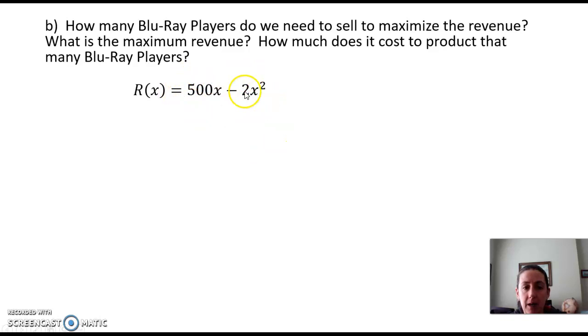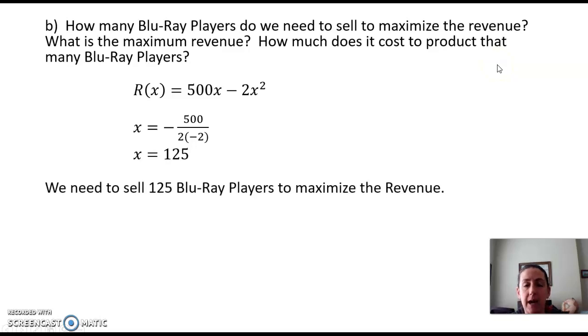This is a parabola. Notice a is negative, so it's a frowny face parabola, which means the maximum revenue is going to happen right up here at the vertex. So let's find the vertex. The x will be negative b over 2a, which is going to give me 125. That represents the number of units. So how many Blu-ray players do we have to sell to maximize the revenue? 125.